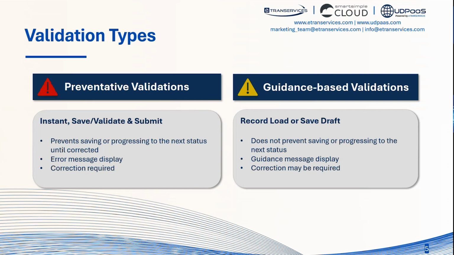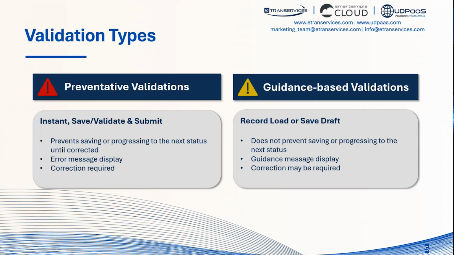Preventative validations do exactly what the name suggests. They stop an application from moving forward until certain conditions are met. You can use them at any point in the application lifecycle, whether you're checking if an applicant is eligible, making sure that all the required information is filled out correctly, or confirming that funding and award details are complete before making an award decision. These validations ensure that nothing slips through the cracks. The key thing to remember is that with a preventative validation, the user has to fix the error before continuing.